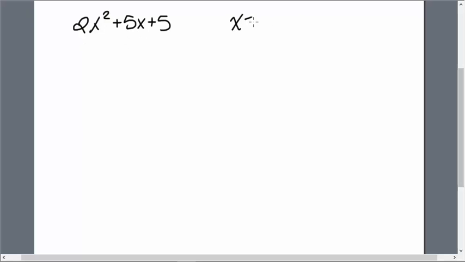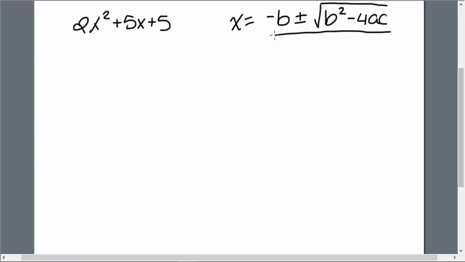The quadratic formula is x equals negative b plus or minus the square root of b squared minus 4ac, all of it over 2a. Now what you'll remember is that a, b, and c come from the coefficients. So in other words, a is the first coefficient, b is the second coefficient, and c is this third coefficient over here. So all we are going to do is plug those values in.